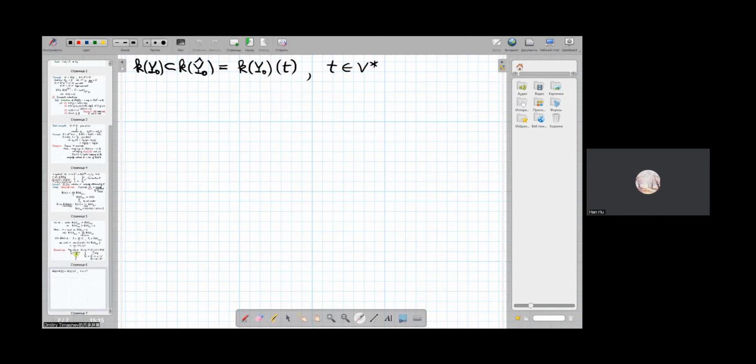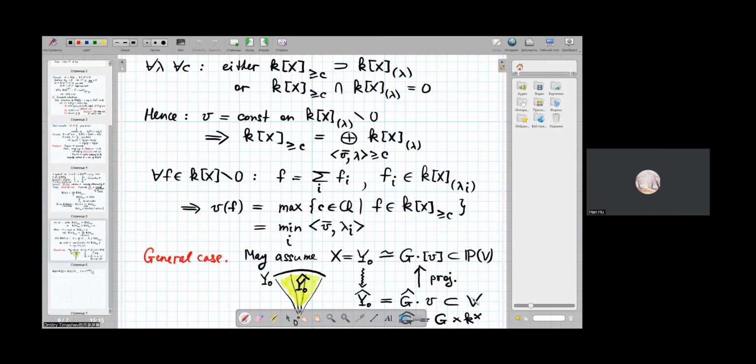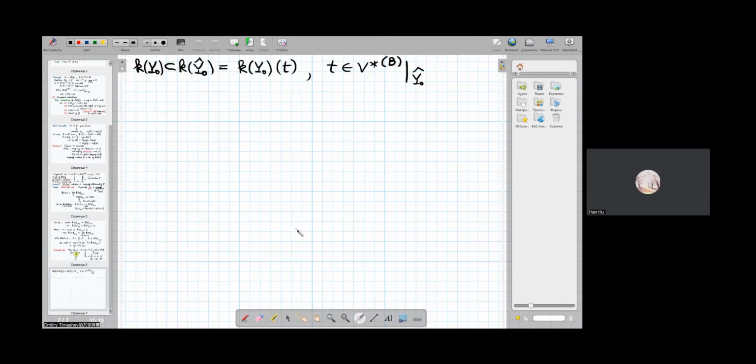We may choose any. Let us choose a B-semi-invariant function, the highest weight vector in V star, restricted, of course, to this Y_0 hat. We view this function as a function not on the whole vector space, but only on this subvariety. Okay? And now the point is to extend.